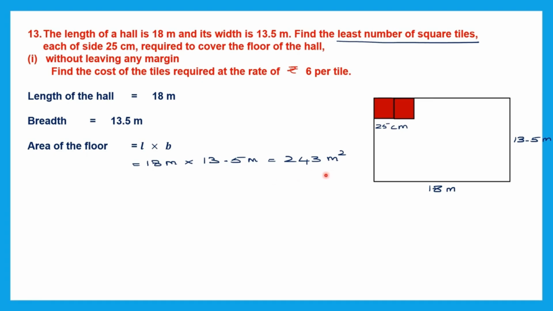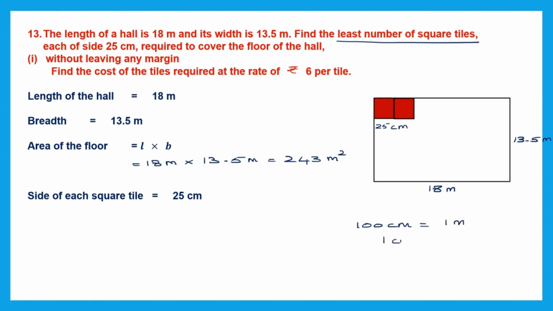So we found that. Now each tile, length of each tile or the side of each square tile is 25 centimeters. Remember, all these are in meters. We are going to convert the centimeters to meters. We know that 100 centimeters make 1 meter.